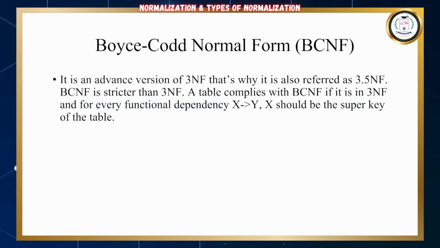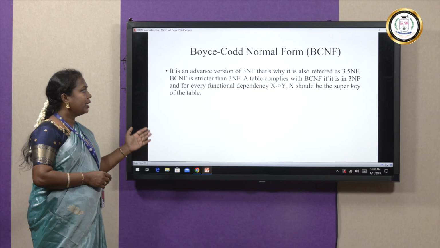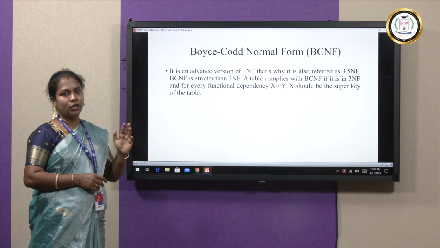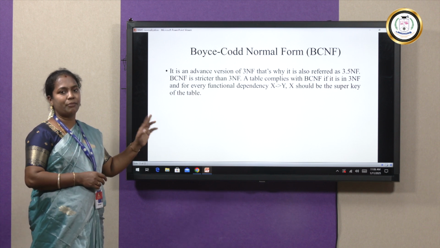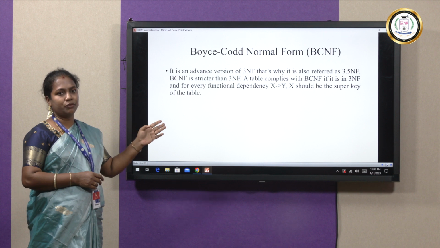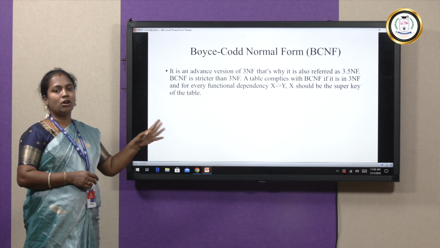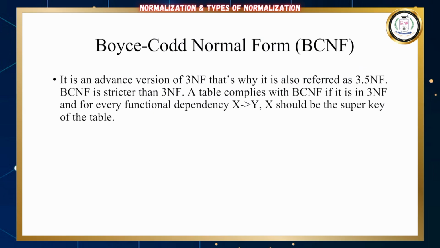And then Boyce-Codd normal form. Boyce-Codd normal form is 3.5 NF. Between 3 and 4, it was developed as 3.5, and its name is Boyce-Codd normal form. BCNF is stricter than 3NF.